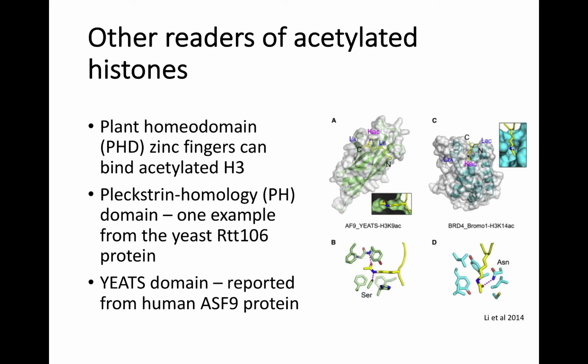Up until approximately 5 years ago, the bromodomain was the only known reader of histone acetylation. Recently, there have been new reports of 3 additional reader molecules for histone acetylation. A PHD domain has been found to recognize acetylated H3. A tandem PH domain from the yeast RTT106 protein can recognize acetylated histones, and the YEATS domain of human AF9 can recognize several acetylation sites on H3.